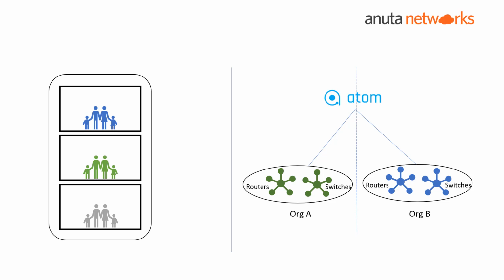Atom also provides differentiated user privileges, like in the case of a Windows machine. In Windows, you can have administrators who have more privileges than a general user. The same can be achieved in Atom using the role-based access control feature.